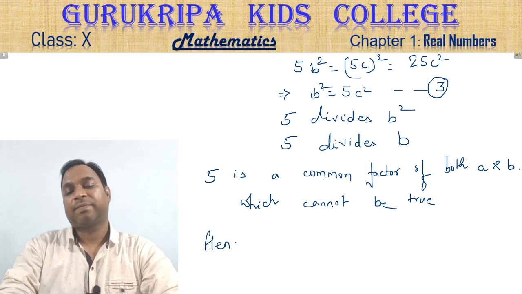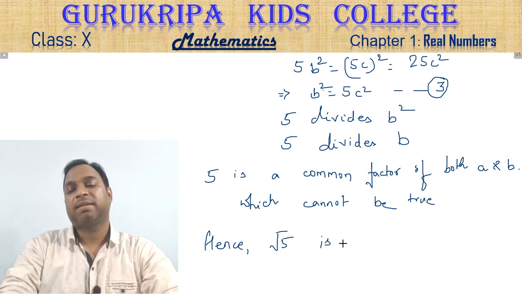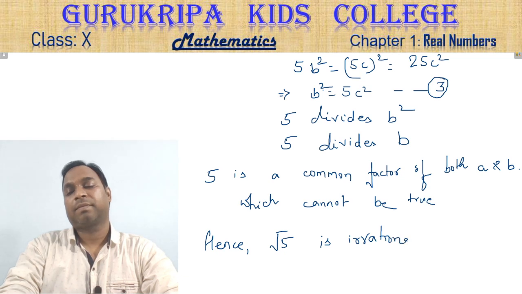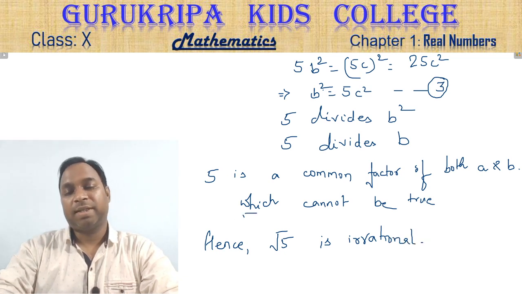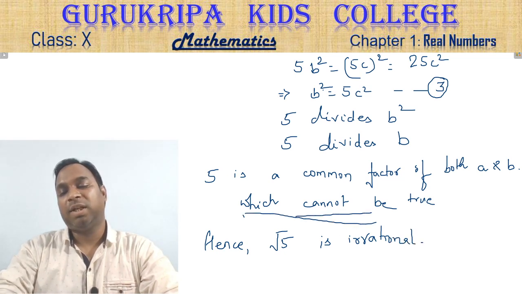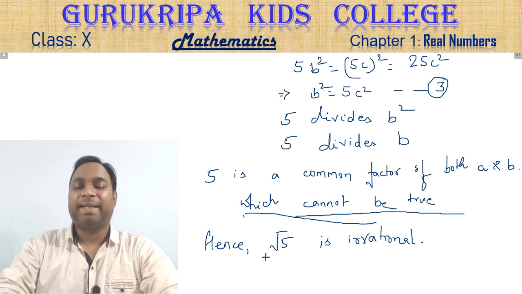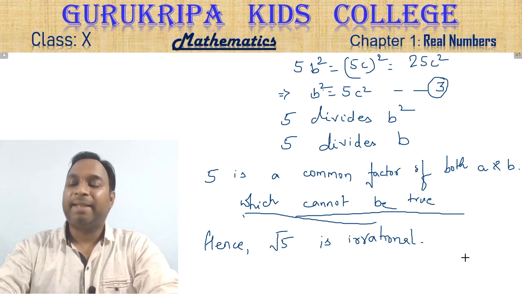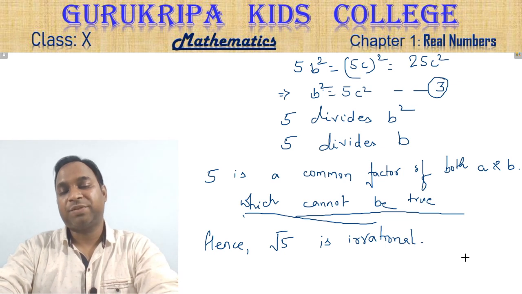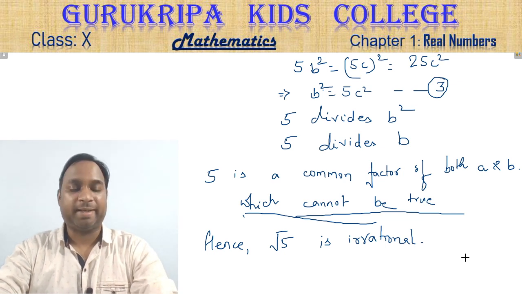Hence, square root 5 is irrational. This contradiction occurred only because we had assumed that square root 5 is rational. So that assumption is false. Square root 5 is irrational.